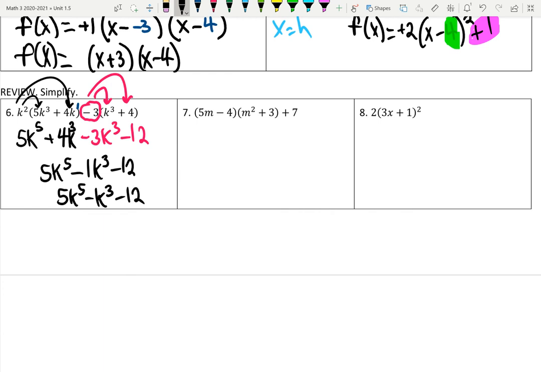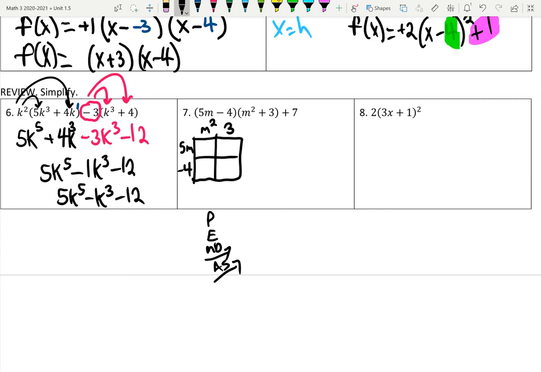In number 7, I have to remember that I have to multiply before I add. My order of operations, even though we're way past this, it still is in effect. I always have to multiply and divide first. So in order to multiply, I prefer to solve my area model. I'm going to go ahead and write 5m minus 4m squared and 3.